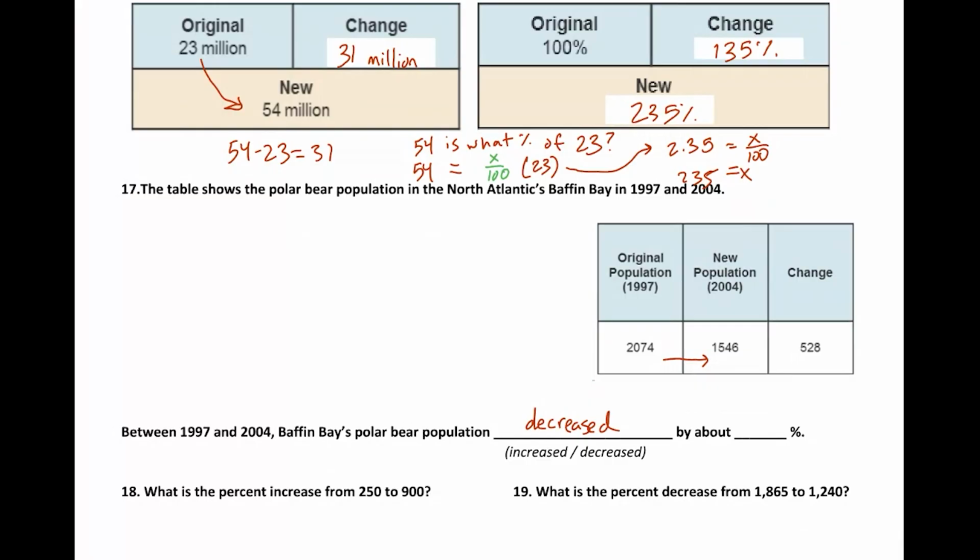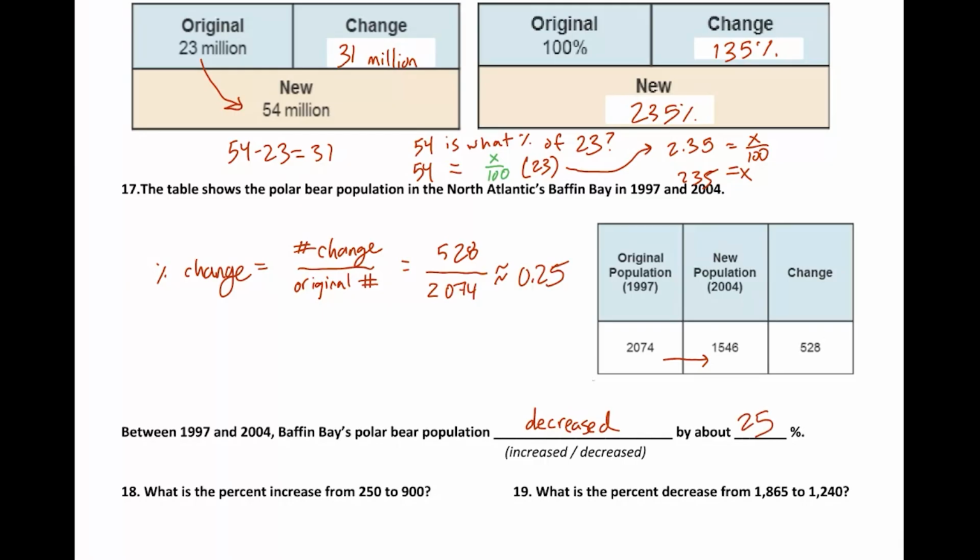So we could find the percent by dividing the change. So the percent change is equal to the numerical change divided by the original number. So in this case, the change was 528. The original population was 2,074. And so if we divide those, we get approximately 0.25, which is about 25%.